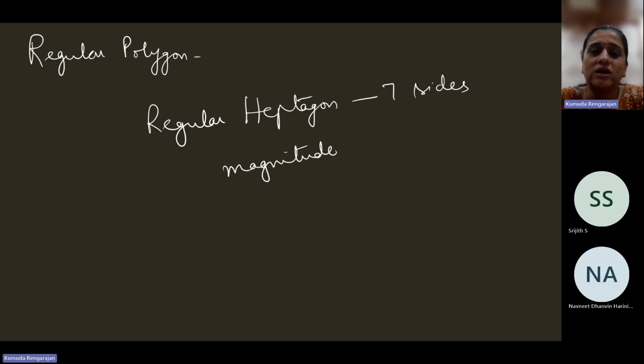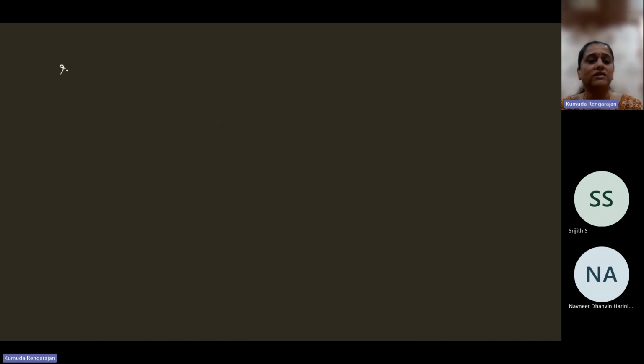All the 7 exterior angles will have the same magnitude. All the 7 interior angles, same magnitude. All interior will have one magnitude. Exterior will have a different magnitude, but all the exterior will have the same magnitude. And all the sides would be equal. That's a regular polygon. Now name a regular quadrilateral.